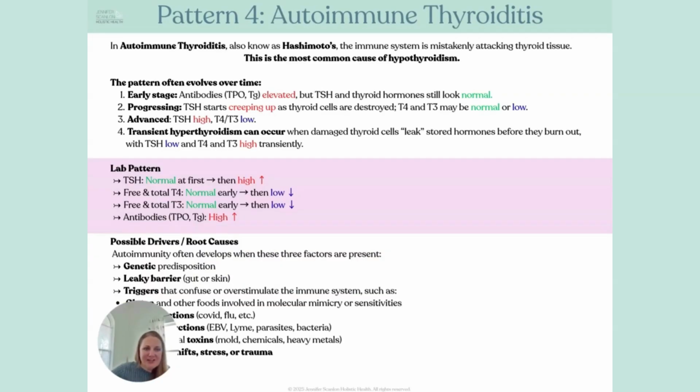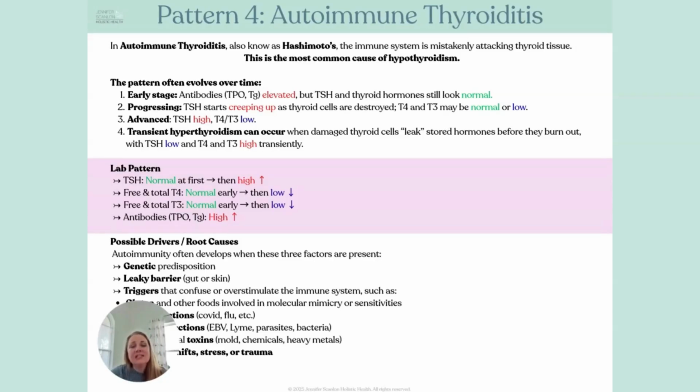The 4th pattern is autoimmune thyroiditis. Autoimmune thyroiditis is also known as Hashimoto's disease or Hashimoto's thyroiditis, which means that your immune system is mistakenly attacking your thyroid tissue, and it is the most common cause of hypothyroidism worldwide. I think last I looked, it was about 80, possibly more, 80% of people with hypothyroidism do have Hashimoto's.